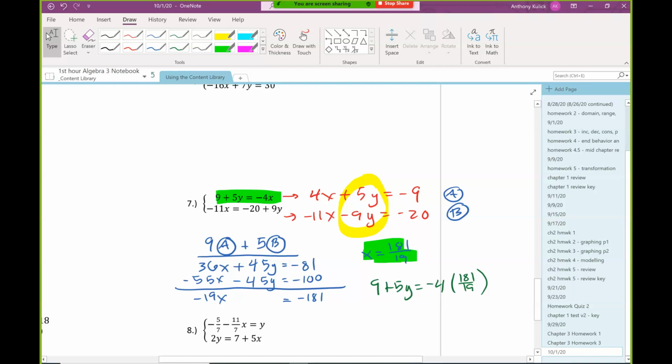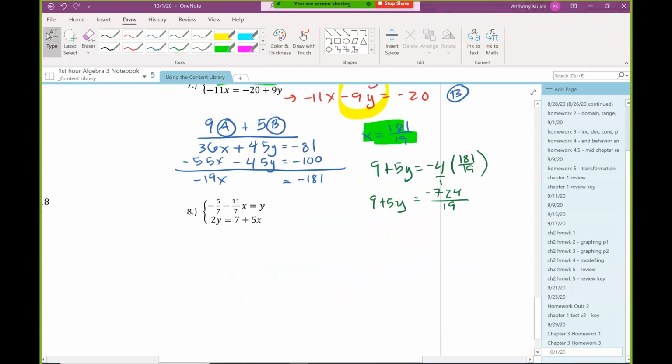So if I do 4 times 181 over 19, remember when I multiply two fractions, I only multiply the levels of the fraction together. So this is really 4 over 1. So I do 4 times 181 and then 1 times 19. So that gives me negative 724 over 19. Okay with that so far, Mike? Okay. And then I'm going to subtract 9 from both sides.